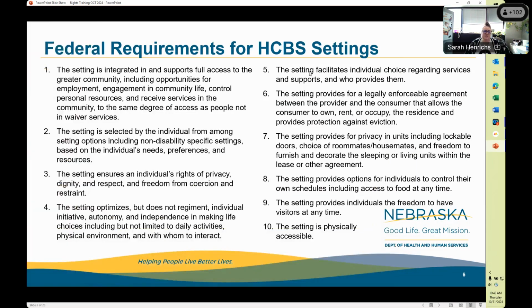Okay. So these are the 10 federal requirements. I'm not going to read them to you. I mean, I am, but I'm going to do it one at a time over the next several slides. I wanted to have them all together here on a slide as just a reference for everybody to have. So we'll get into each one on an individual level and talk about what each rule is and what it means.